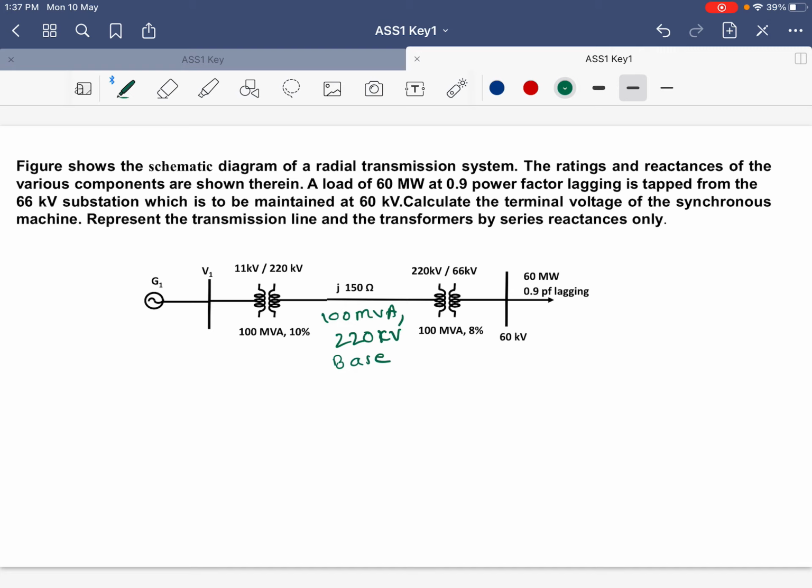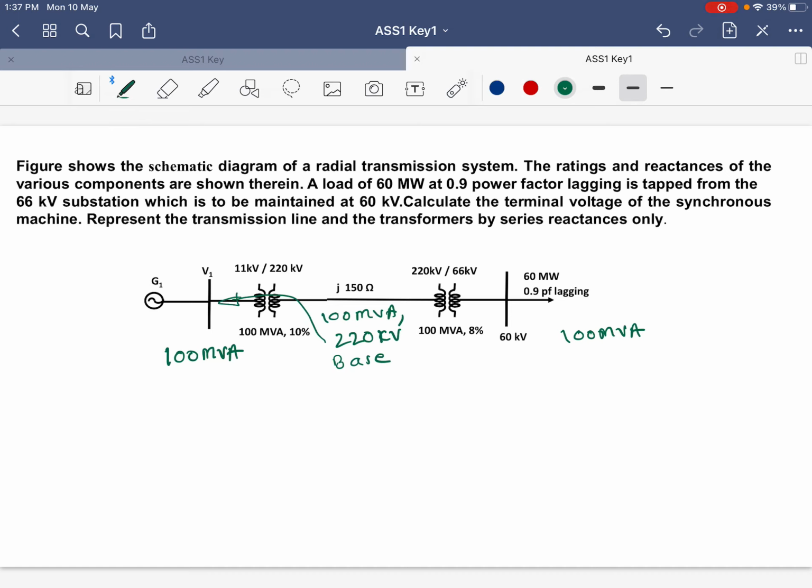You can choose any part of the circuit, any value you want. But for convenience, I am choosing 100 MVA, 220 kilovolts as the base in the transmission line side. Then the base MVA remains the same throughout, that is, here also it is 100 MVA, and on the load side also it is 100 MVA. Only thing is that the base kilovolts should be transferred through this. Base voltage should be transferred to this.